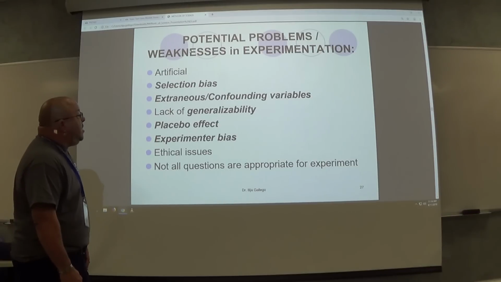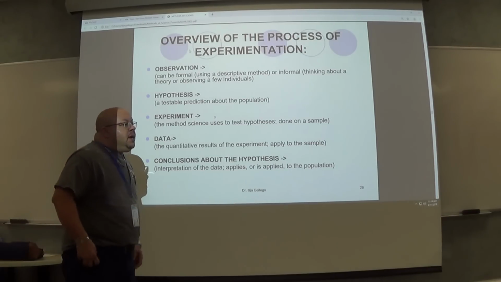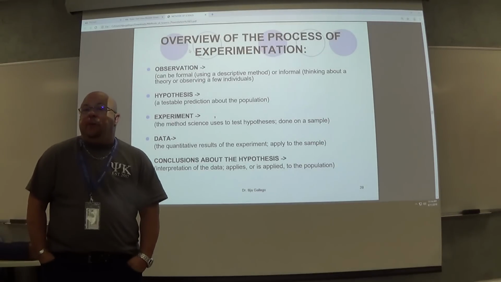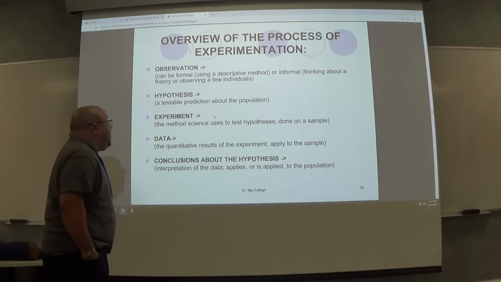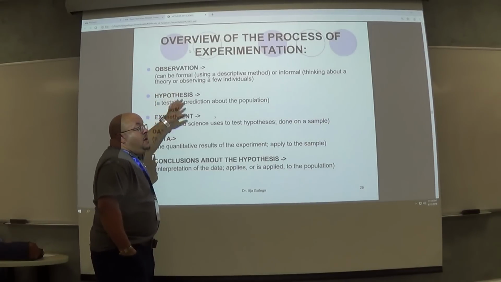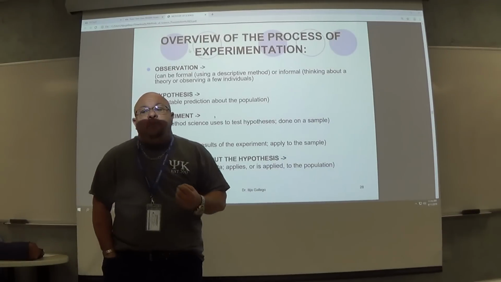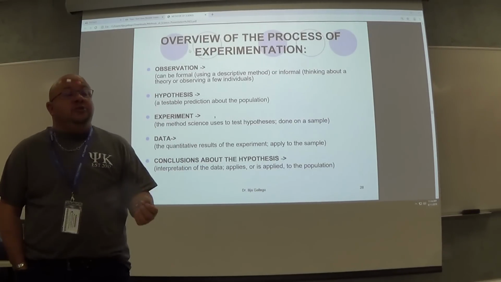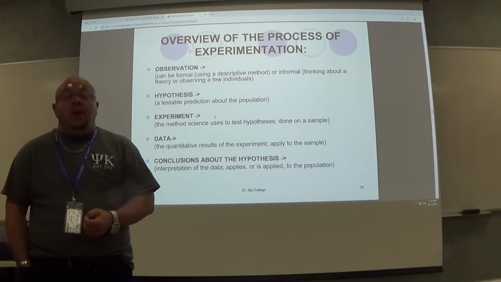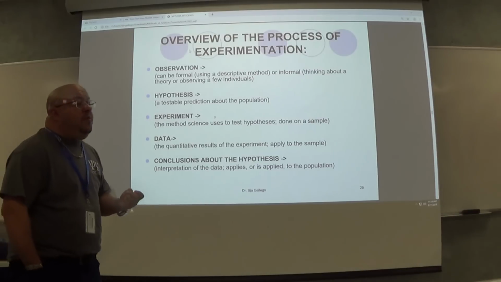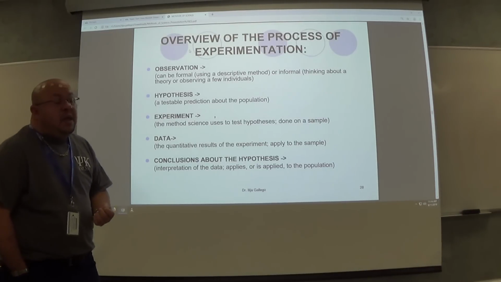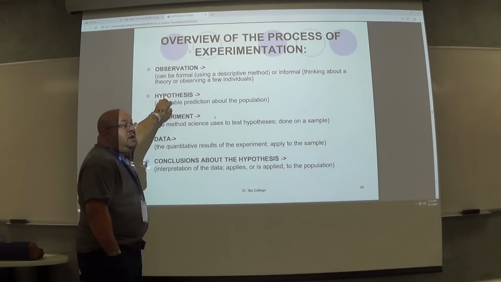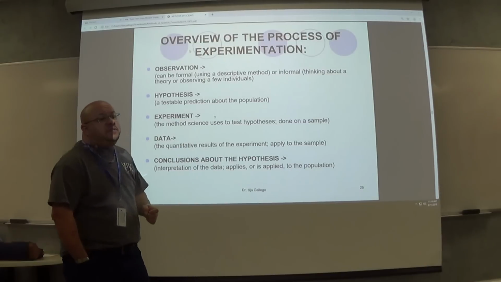Like I said, this is an overview. So first I want to kind of explain to you, how do we get to the point of doing an experiment? And often this starts with us making an observation. Now this observation can come from a formal study, like a case study or a survey or a naturalistic or lab observation. Or it can come from informally noticing something. And that observation may lead us to develop a hypothesis.